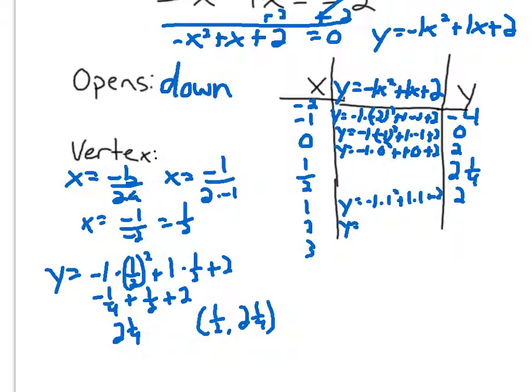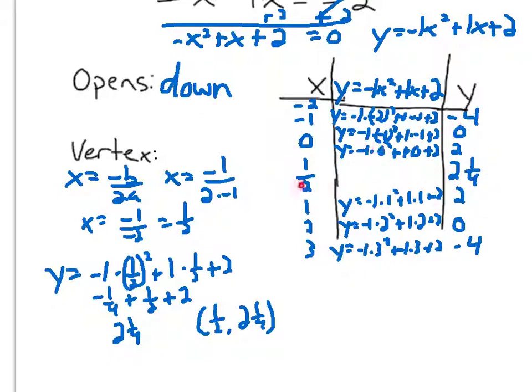Then we got y equals negative 1 times 2 squared plus 1 times my x, which is 2, plus 2. Well, 2 squared is 4 times 1 is negative 4, plus 2 is negative 2, plus 2 is 0. And the last one. If we plug in 3 for my x, what I'm going to end up getting is negative 4 if I solve that out. Now look what happens with my table.